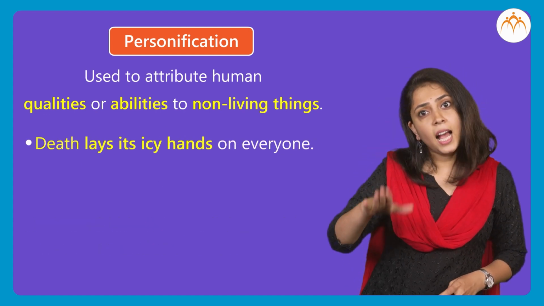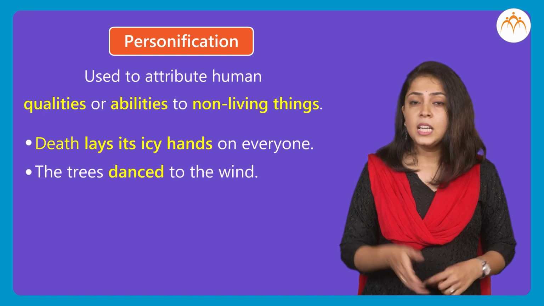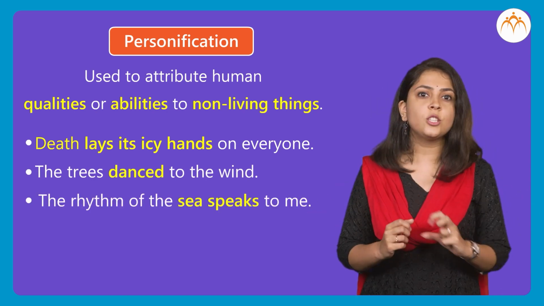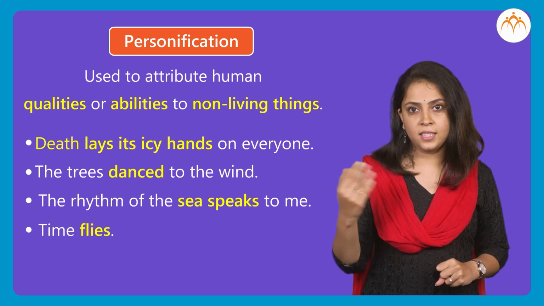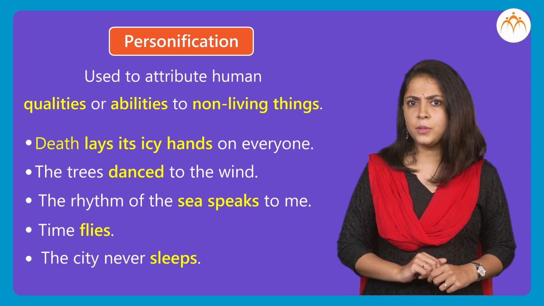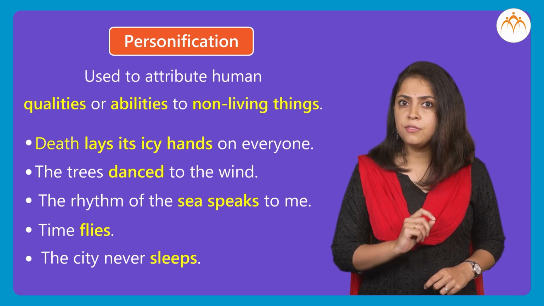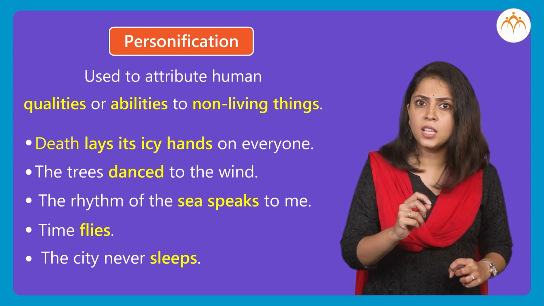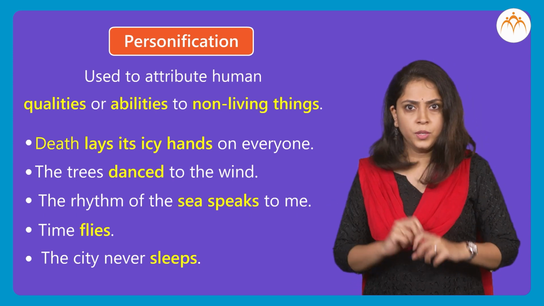Death lays its icy hands on everyone. The trees dance to the wind. The rhythm of the sea speaks to me. Time flies. The city never sleeps. In all the examples given above, we can observe that non-living or abstract things have been given qualities which can be found only in humans.